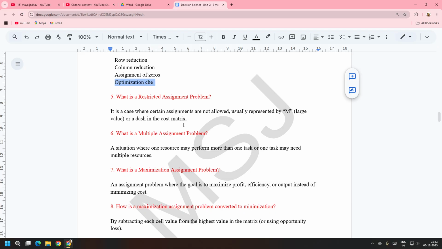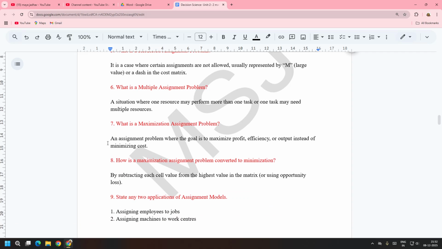What is multiple assignment problem? A situation where one resource may perform more than one task or one task may need multiple resources. What is maximization assignment problem? An assignment problem where the goal is to maximize profit, efficiency, or output instead of minimizing cost.